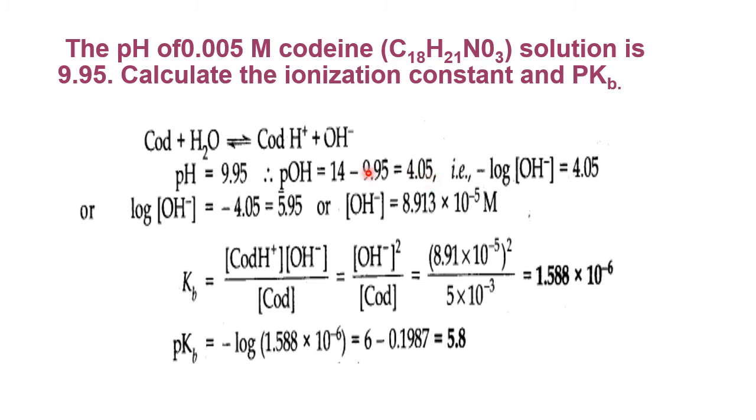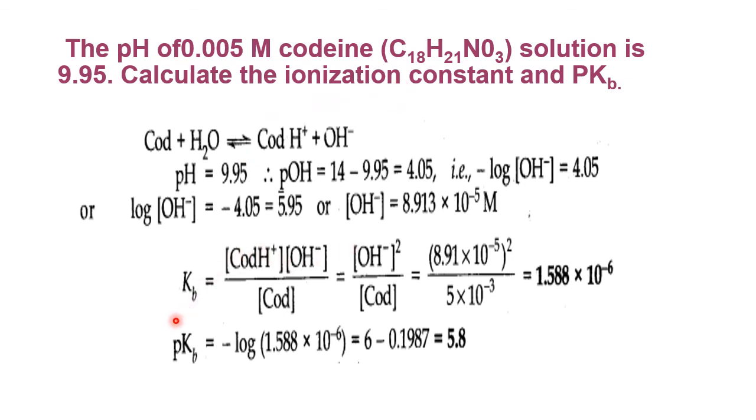So log OH minus equal to minus 4.05. Using the log theorems, if you convert into characteristic and mantissa, it becomes bar 5.95. Or by seeing the antilog, OH minus equal to antilog here. So OH minus equal to 8.913 into 10 to the power minus 5 M. So this is the OH minus ion concentration. Now, we have to calculate the ionization constant.